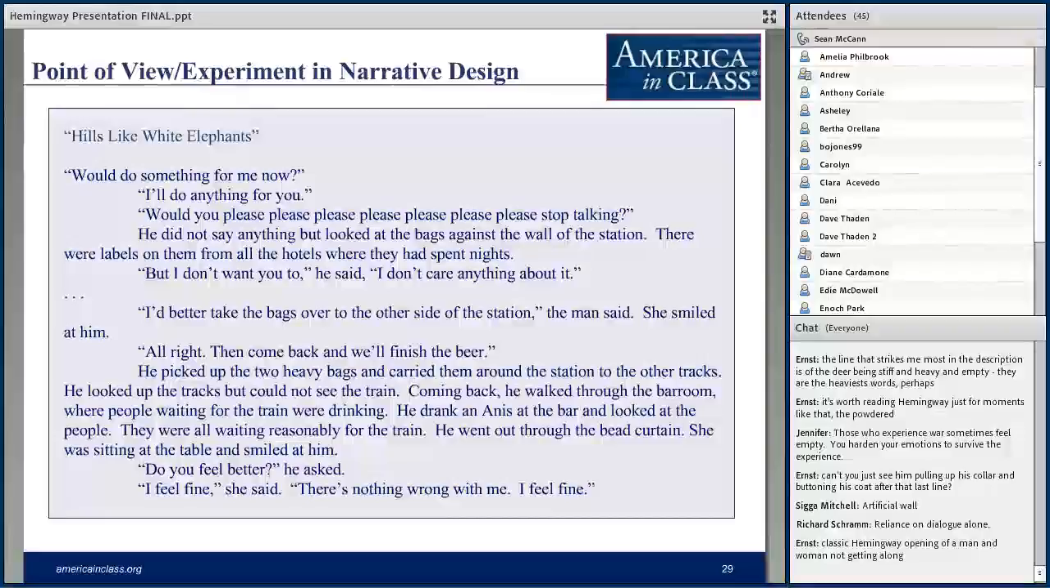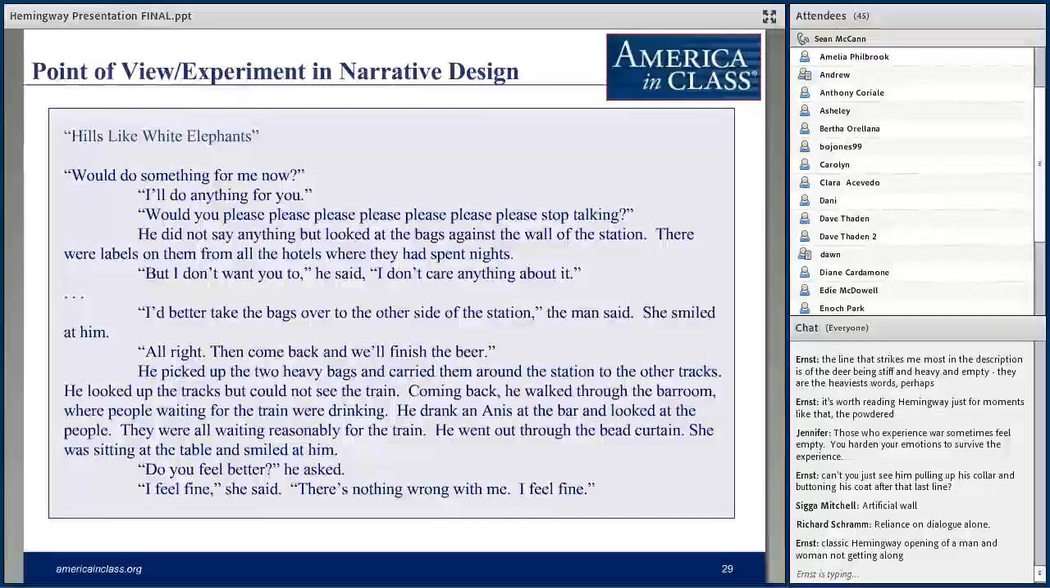We have to figure out what it means when the man looks at the bags. He did not say anything but looked at the bags against the wall of the station. There were labels on them from all of the hotels where they had spent nights. And here's an example of something like what Gertrude Stein might call the explosion. That is, we have almost no rendition of the point of view of the character. We know what they say, but not what they see. Here, in this moment, the narrative pauses to say, this is what he is noticing, the bags against the wall of the station.